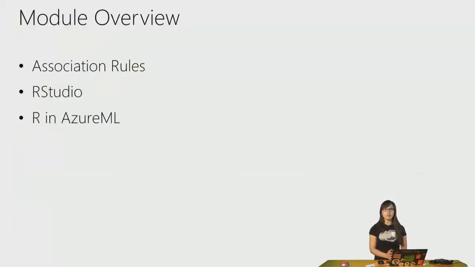What we are going to cover in this module is first some basics, some theory, all regarding association rules, and then going more into the demo part. First, we start off with RStudio, going through one certain R script, and then in the second part of the demo, we are going to look into how to integrate our R script into Azure Machine Learning.